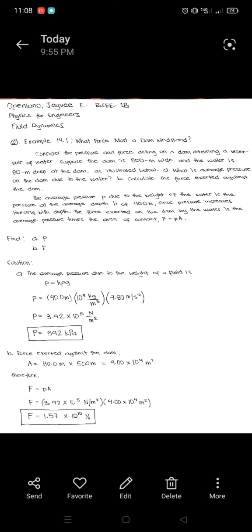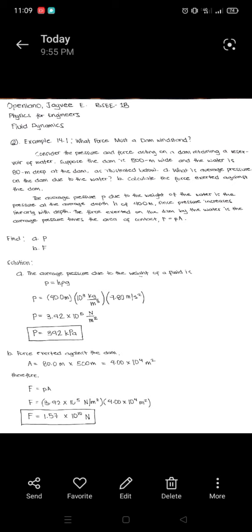And now, since we have the pressure, we can now solve for the force exerted against the dam. So first, to get the force, we're going to solve for the area of the dam. Since in the given we have the width and the depth of the dam, we're going to multiply 80 meters times 500 meters, which equals 4 times 10 raised to 4 meters squared.